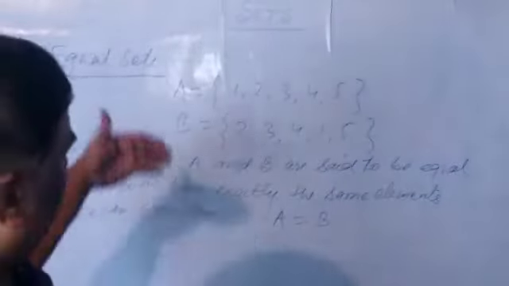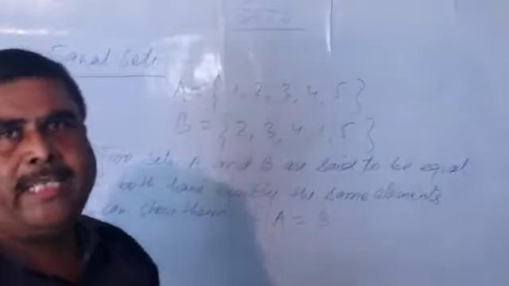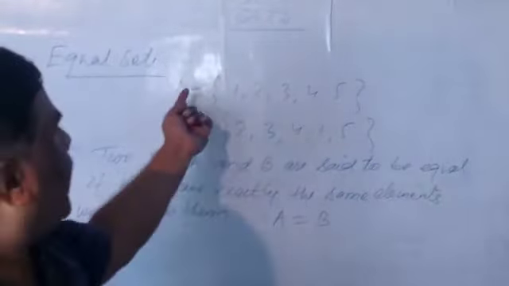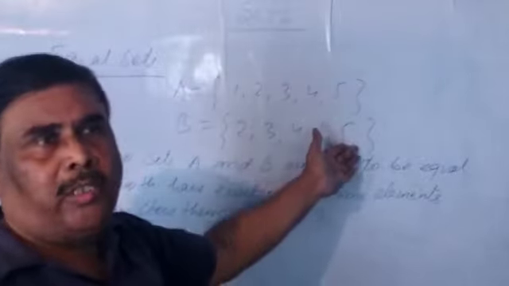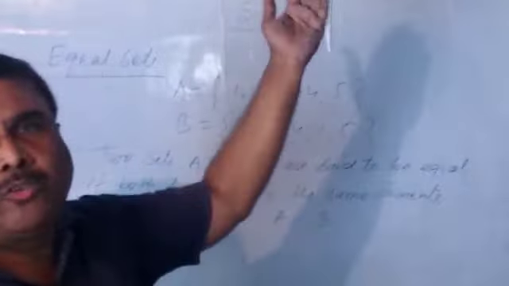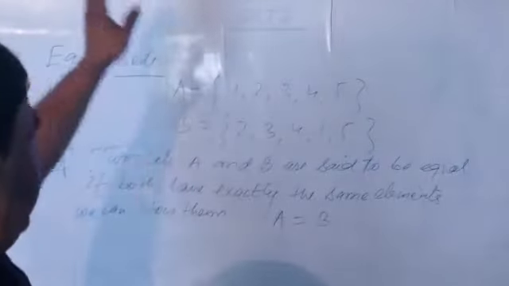If A and B do not have exactly the same elements, it means if A has any element which does not belong to B, or B has any element which does not belong to A, then we can say that A and B are not equal, and we symbolically represent this as A not equal to B, if both do not have exactly the same elements. Okay, that's all.